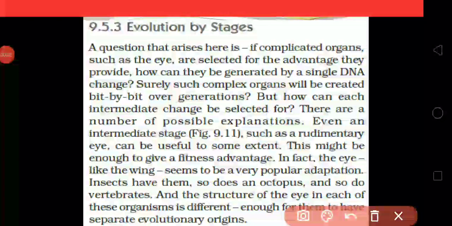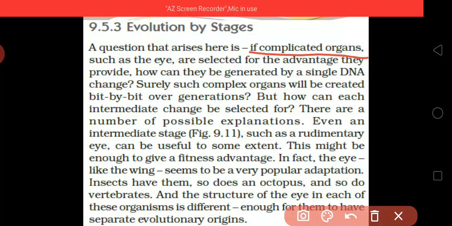A question that arises here is: if complicated organs, such as the eye, are selected for the advantages they provide, how can they be generated by single DNA changes? How is it generated if a single DNA changes? Then we can also see that some characteristics of our eyes are changing. Surely such a complex organ will be created bit by bit over generations.